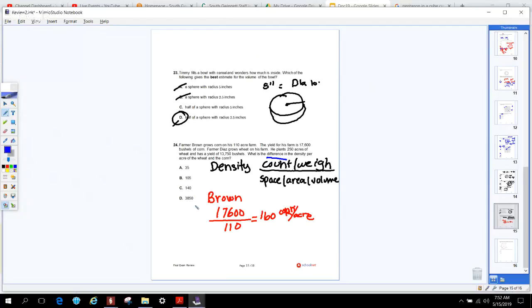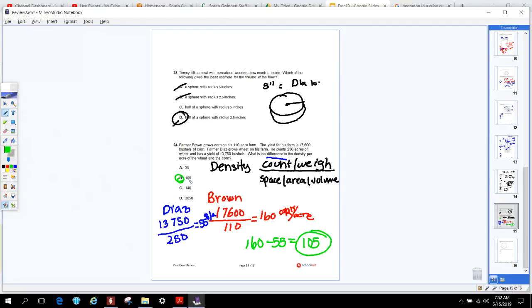So then it says that Diaz had 13,750 bushels on 250 acres. So we're going to do 13,750 divided by 250. That gives us 55 bushels per acre. So then finally, this is clearly a DOK2, maybe even a 3, but probably a DOK2. We subtract and we get 105. So Farmer Brown grows 105 more bushels per acre than Farmer Diaz.